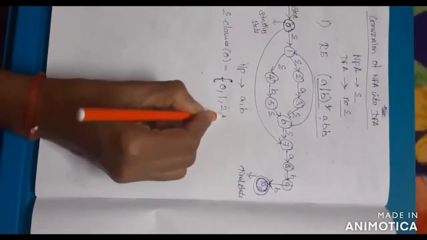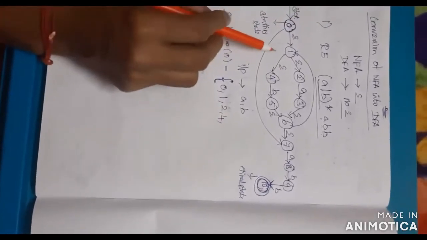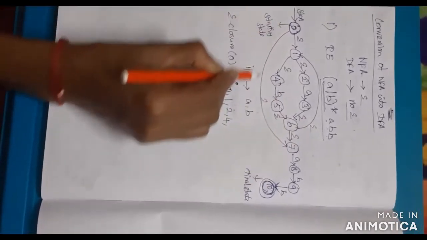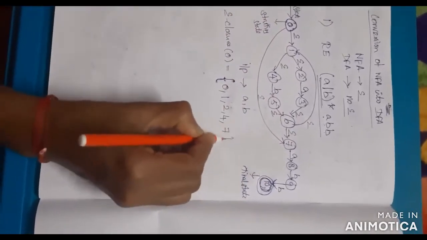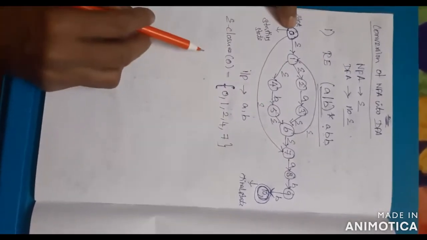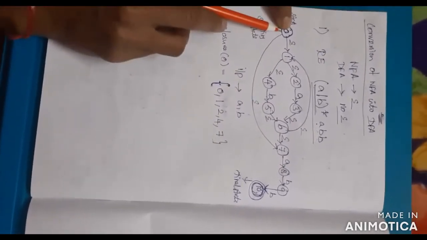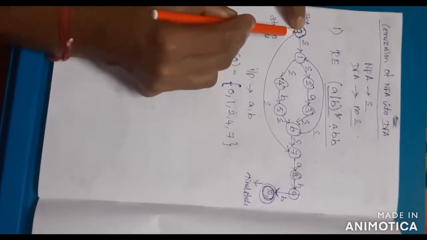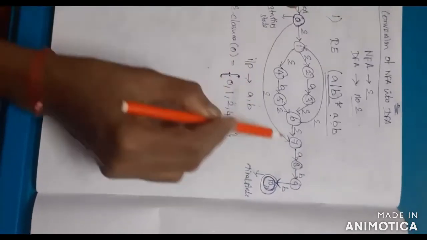So 1 to 2, 1 to 4. Then check, 0 can be moved to 7. So this is for the starting state of E closure of S. The starting state is 0. What is the E closure of S operation? The state can be moved from the empty transition to the other states.